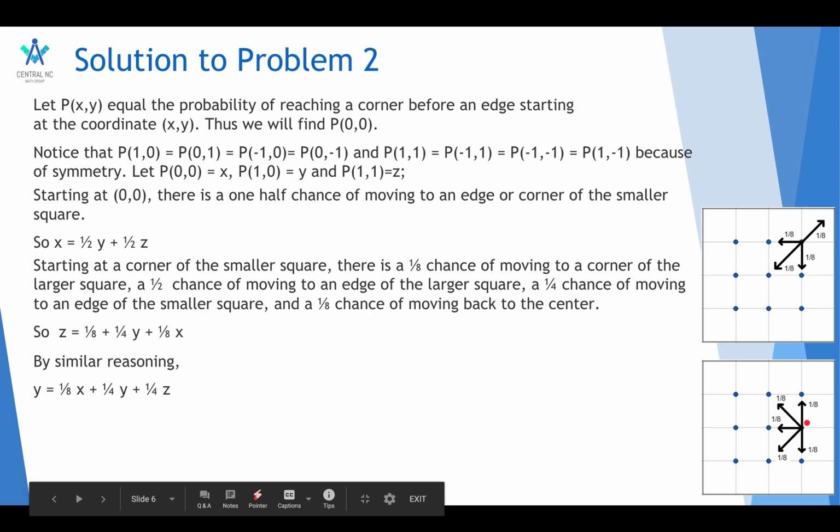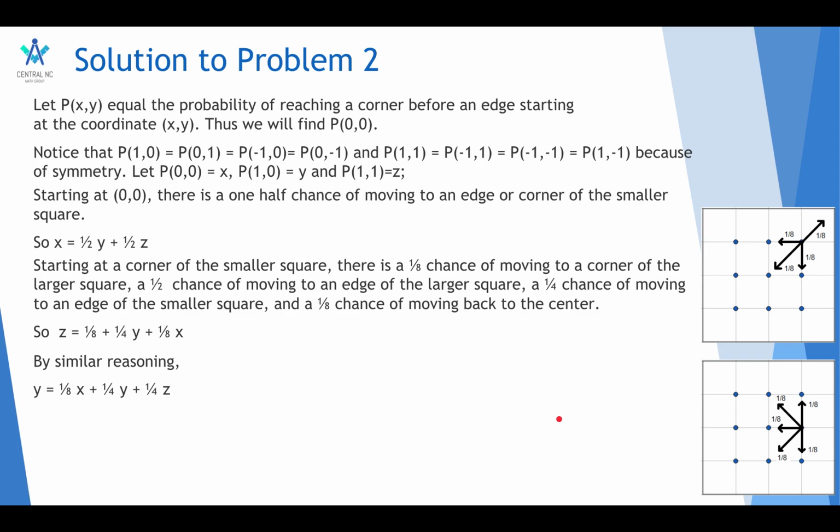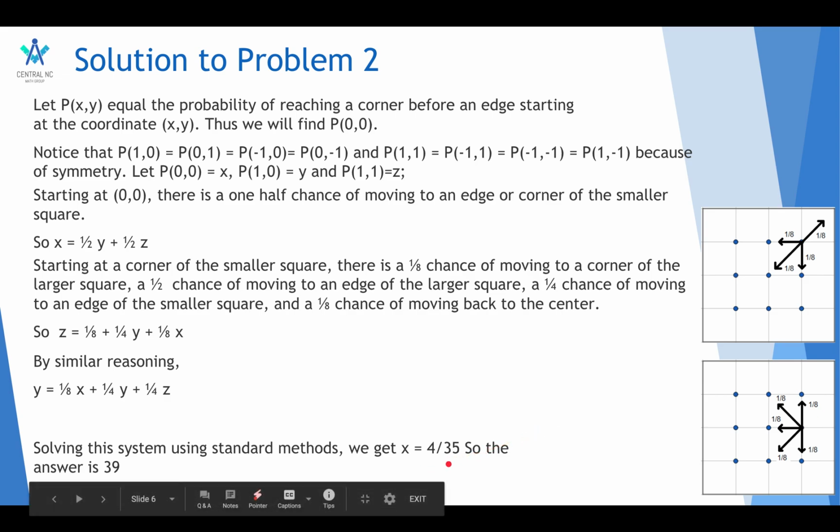These two diagonal moves bring you back to an interior point, so you have to add 1/4 to y. And moving up or down brings you to a corner, so you have to add 1/4 to z. If you move in any of the other remaining three directions, you'll end up at an interior point of the larger square, which you don't want. And now what you do is you solve this system of three equations, and you get x equals 4 out of 35.